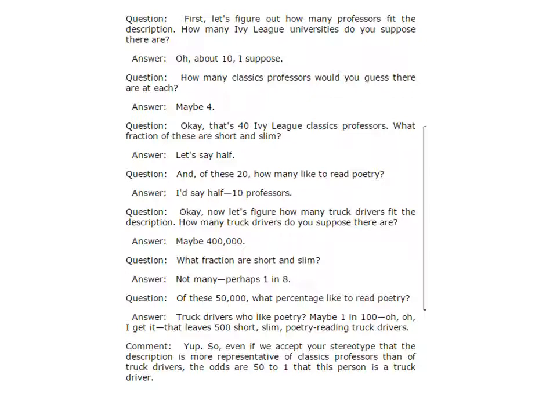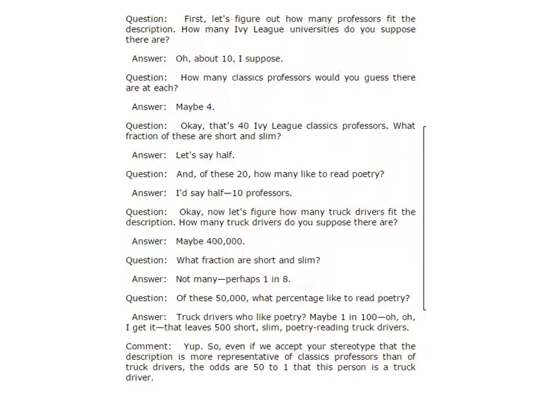Now let's figure out how many truck drivers fit this description. How many truck drivers do you suppose there are out there? Maybe 400,000. What fraction of them are short and slim? Not many, but let's say 1 in 8. That's about 50,000. What percentage of them like to read poetry? Truck drivers who like poetry, maybe 1 in 100. Oh, okay, I get it. That leaves 500 short, slim, poetry-reading truck drivers out there.